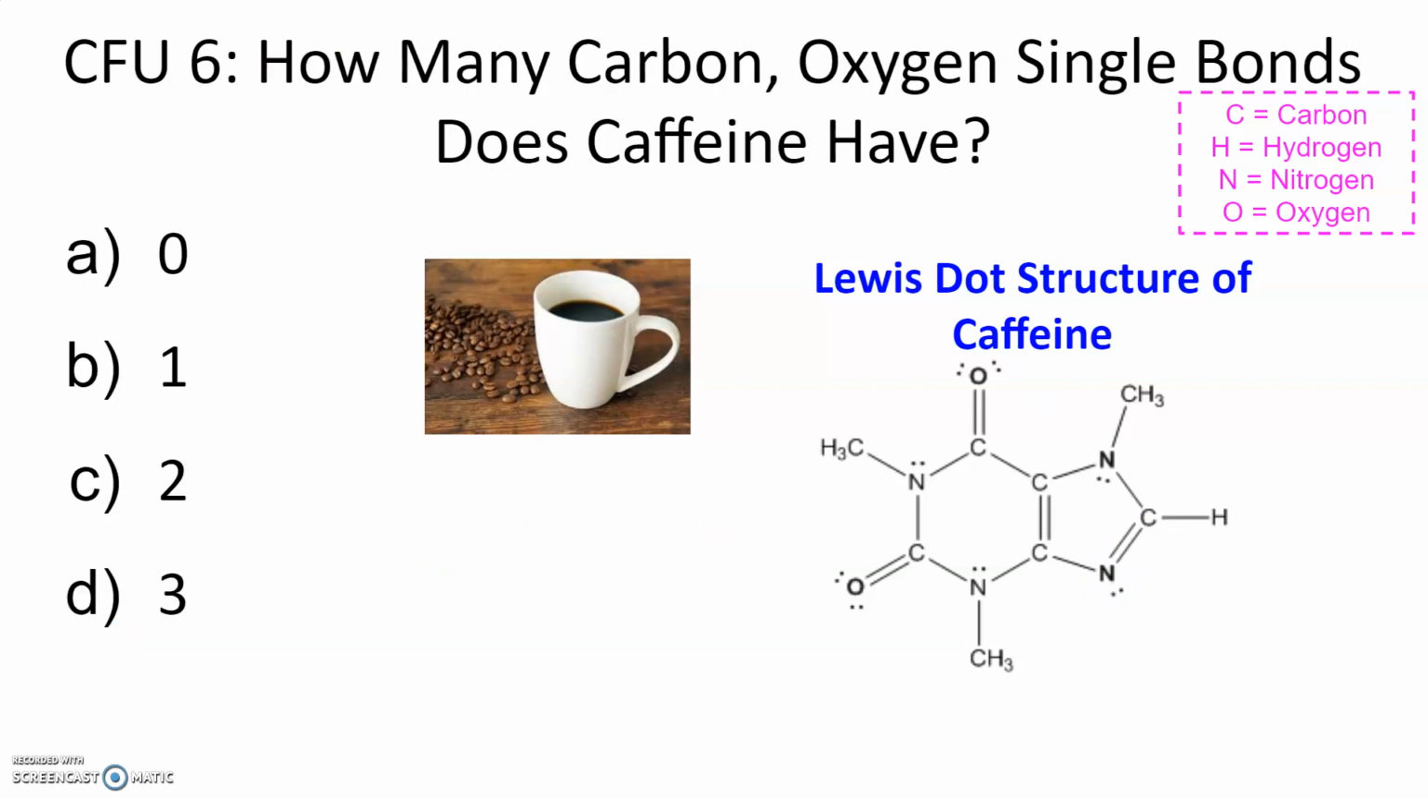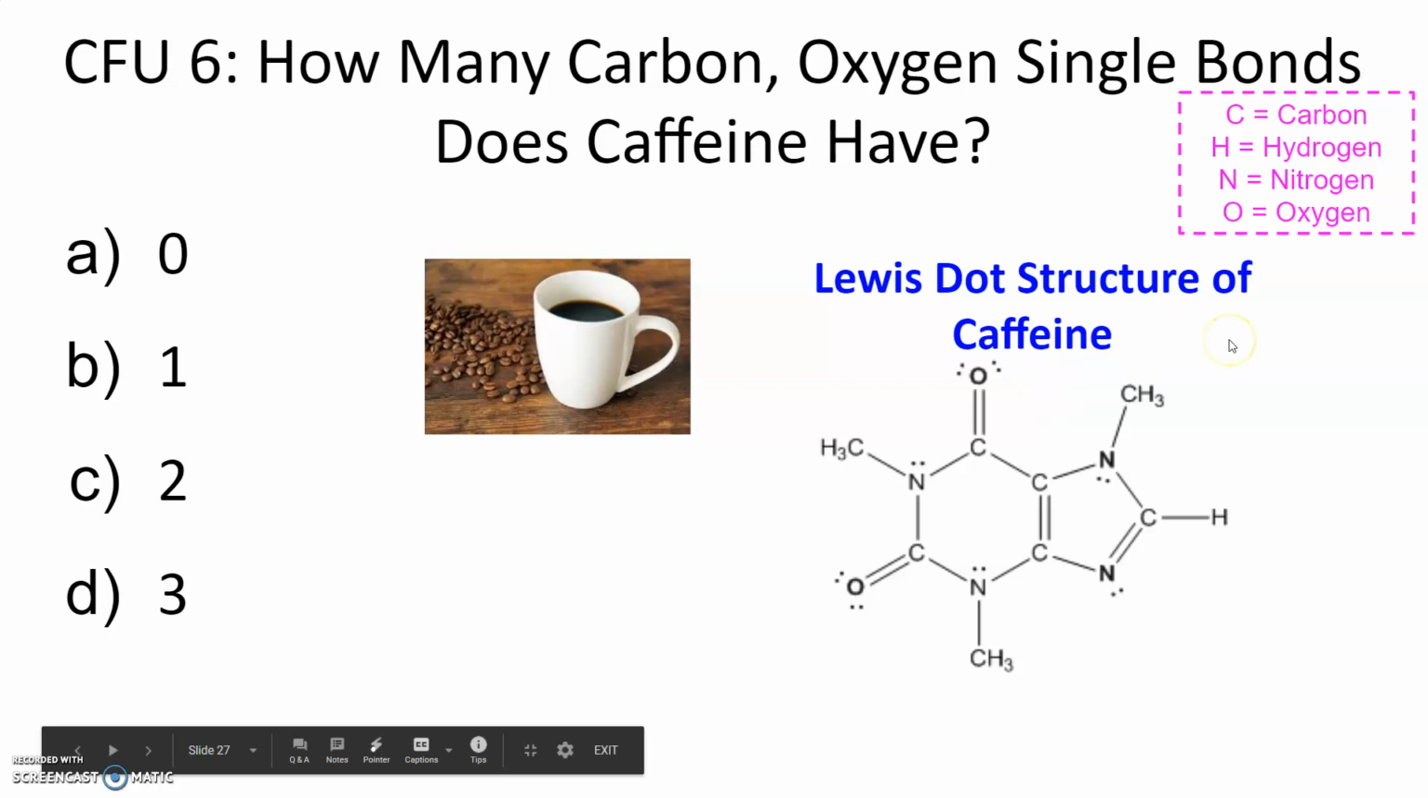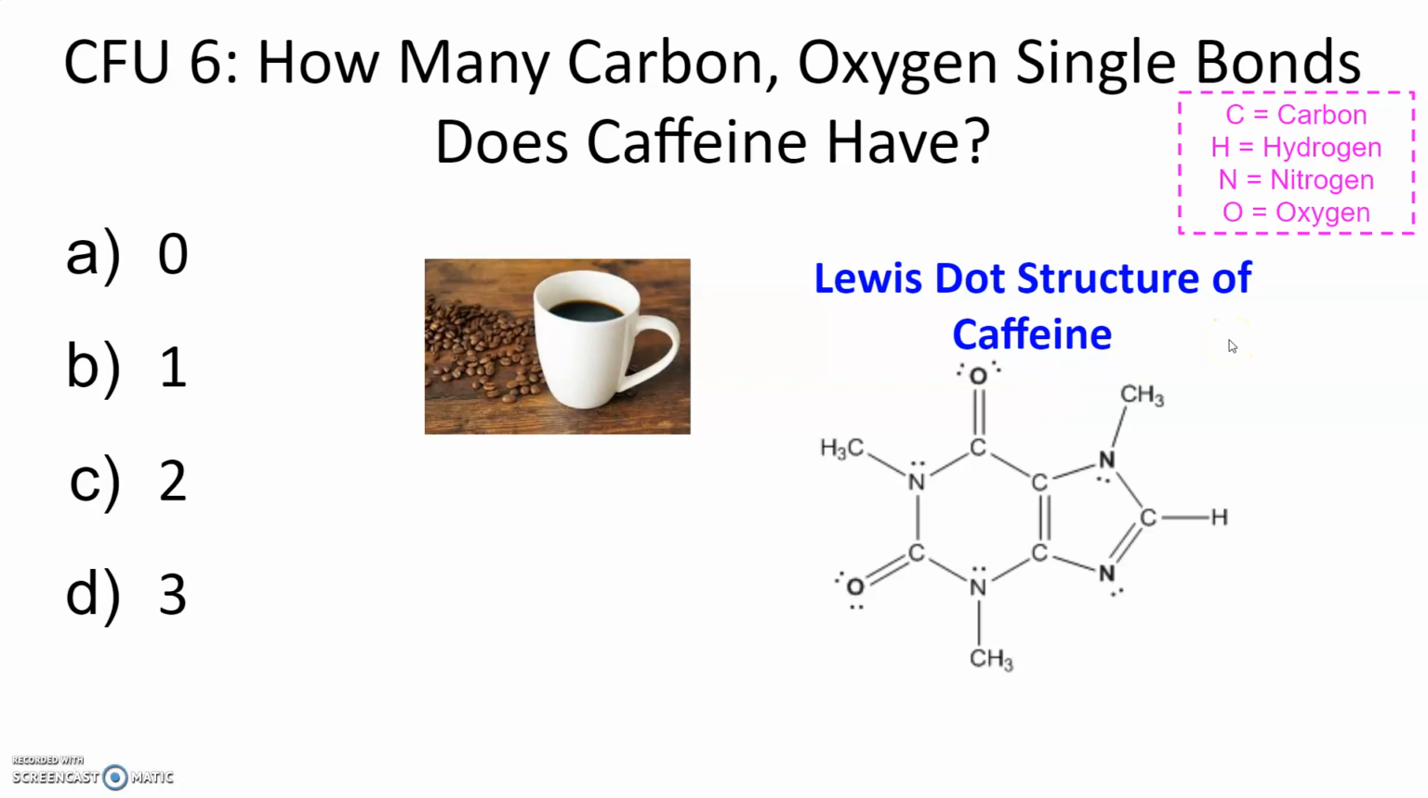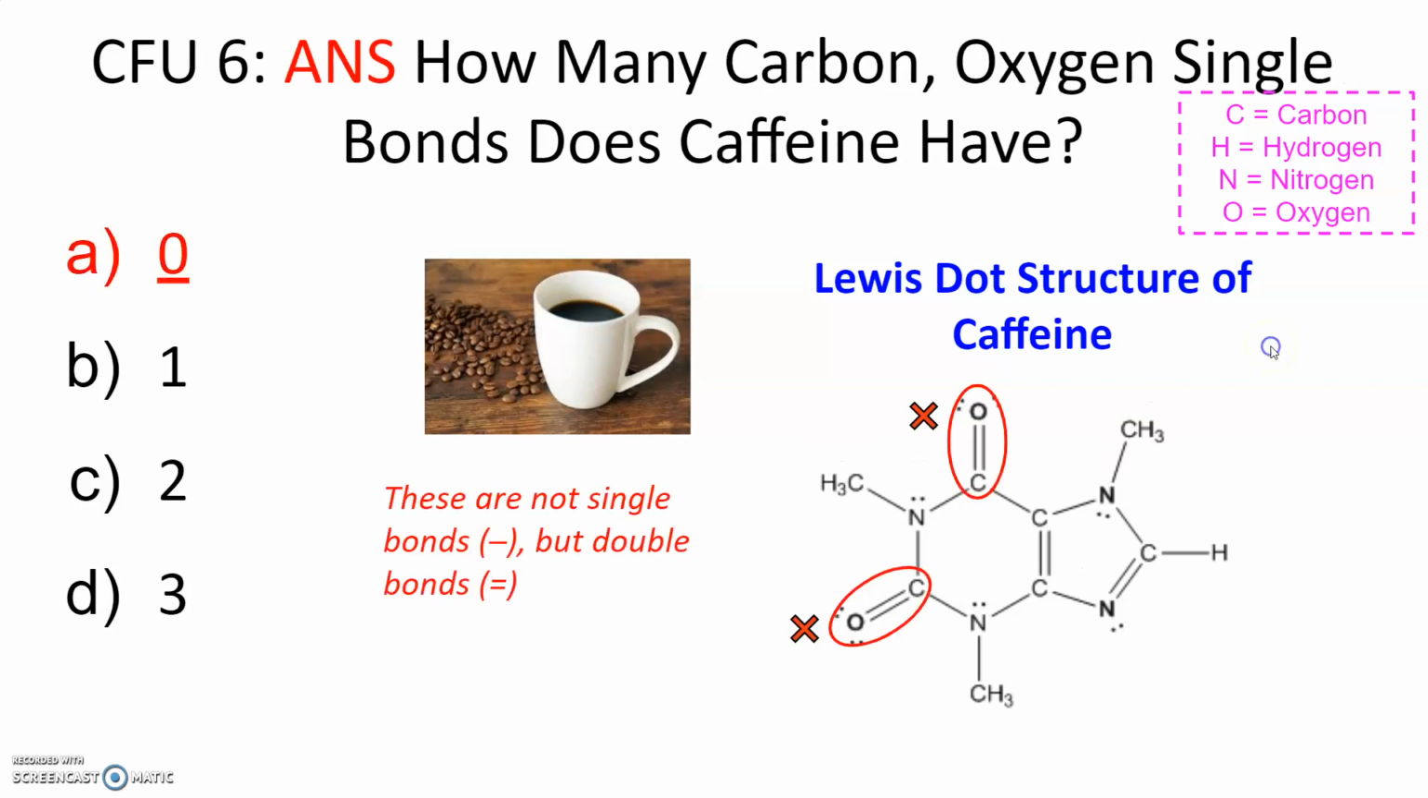All right, how many carbon-oxygen single bonds does caffeine have? So this is the structure of caffeine. How many carbon-oxygen single bonds does it have? Pause the video now. When you press play again, the answer will be revealed. Answer is 0 because there are no carbon-oxygen single bonds. There are some carbon-oxygen double bonds. There's 2 lines there. So in order for it to be a single bond, it would have to just be 1 line between the carbon and oxygen. And we don't see that anywhere here. So the answer is choice A, 0.